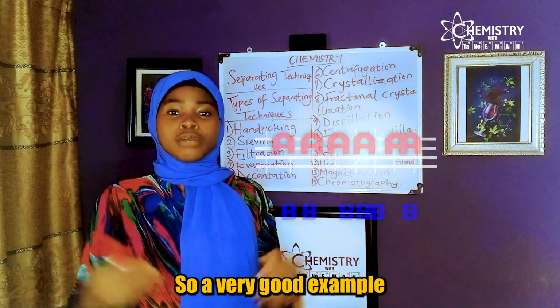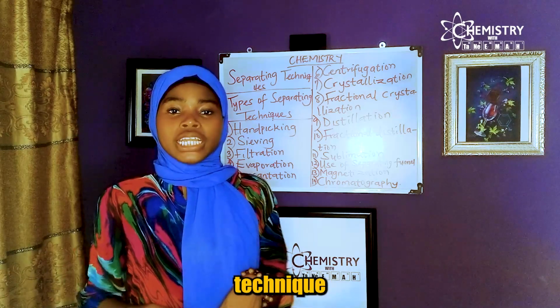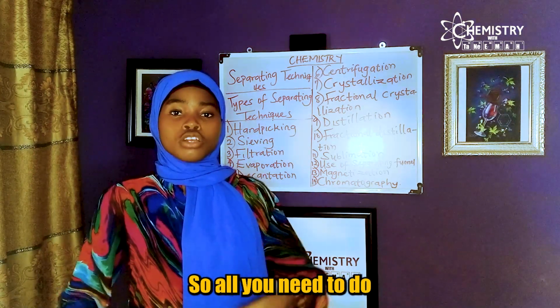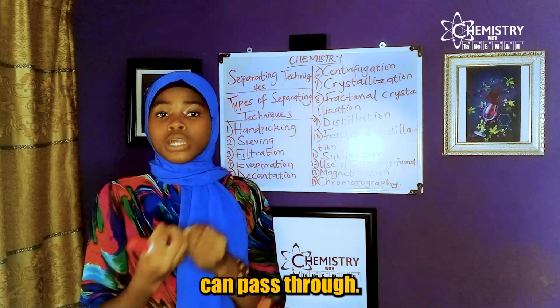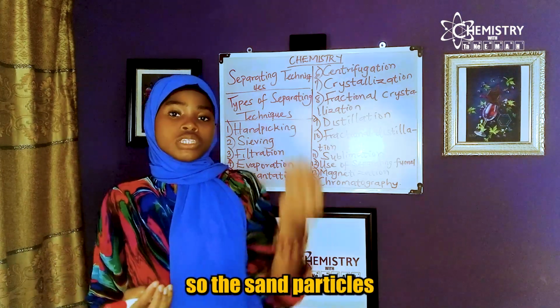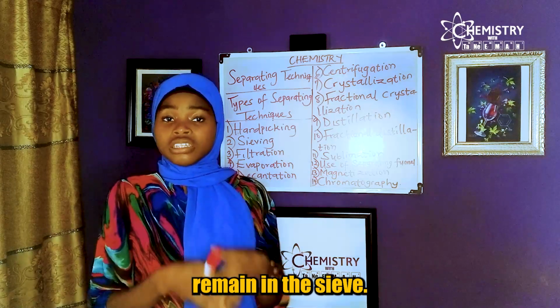A very good example of a mixture that we can separate using sieving is a mixture of sand and stone particles. So all you need to do is to get a sieve with a mesh that the sand particles can pass through while the stones cannot, and you pour it inside and sieve. So the sand particles will come through and the stone particles will remain in the sieve.